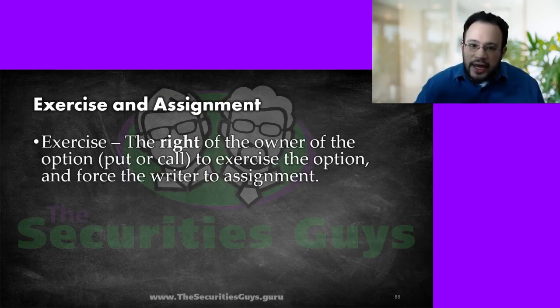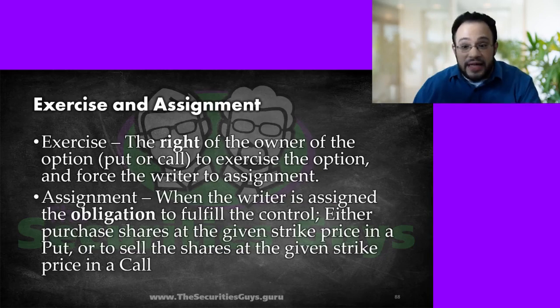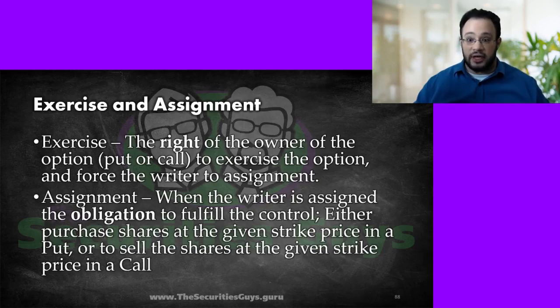Exercise and assignment. Exercise is the right of the owner of the option, put or call, to exercise the option and force the writer into their obligation, into assignment. Assignment is simply that obligation: the obligation that the writer is agreeing to when they sell that option initially and they get paid the premium, to fulfill the contract.